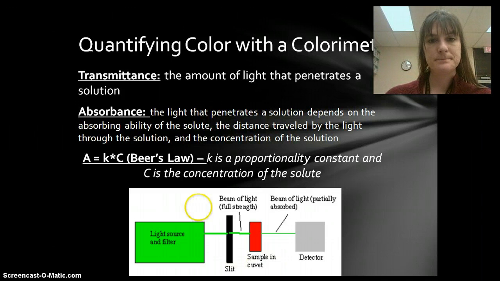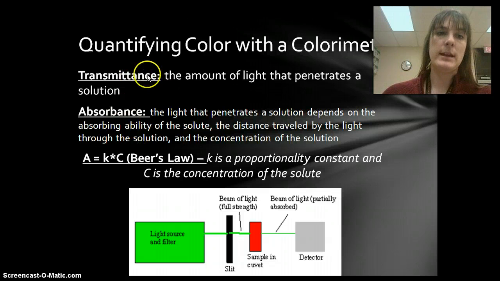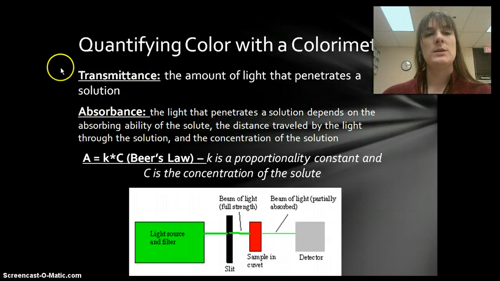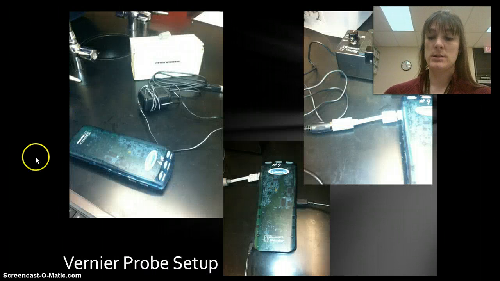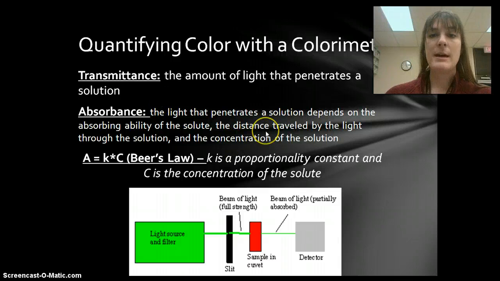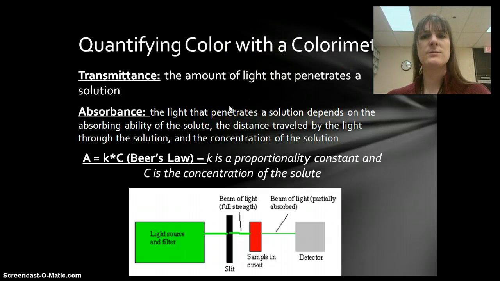When we look at this, there's 2 different things that we can measure. The first thing is transmittance. Transmit means to go through, and so transmittance is the amount of light that penetrates, the amount of light that makes it through. If I looked at this beam, that is the transmittance. The other thing I can measure is kind of inversely related, and that's the absorbance. The absorbance would be the amount of light that actually gets absorbed by the solution. Now these 2 things are not completely 100% related because there's this relationship between the absorbing ability, the distance traveled by the light, and the concentration of the solution.